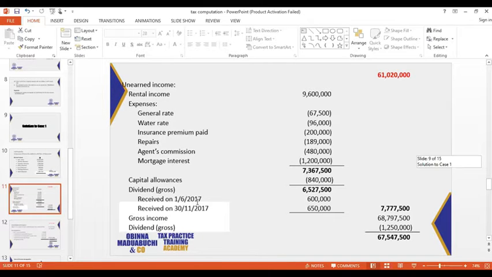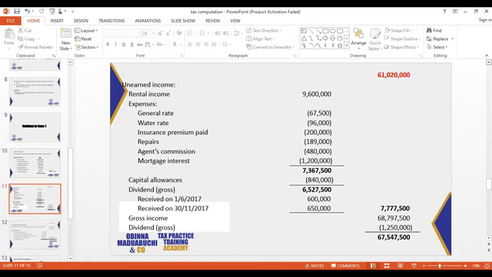So you only pick the 2017 dividend received of 600,000 and 650,000, add it to the net rental income, then you see that we have 7,777,500. Okay. Now, if you now add this 7,777,500, don't forget that this man has an employment income.